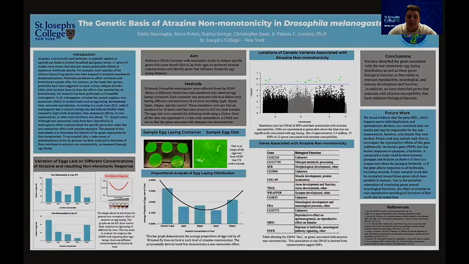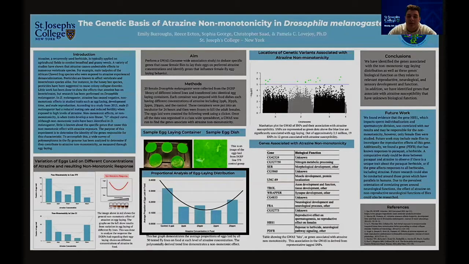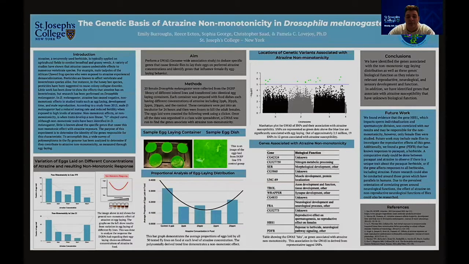To accomplish this, a wide survey of polymorphisms in the fly genome was analyzed to determine if they contribute to atrazine non-monotonicity, as measured through egg laying. Although non-monotonic traits have been identified in fruit flies, little is known about the specific genes that cause this effect. The bar graph represents, across all 30 fly lines, the averages of proportions of eggs laid on food at each concentration of atrazine.